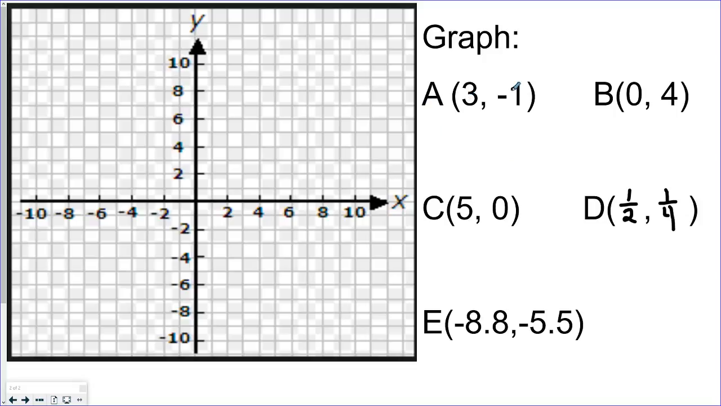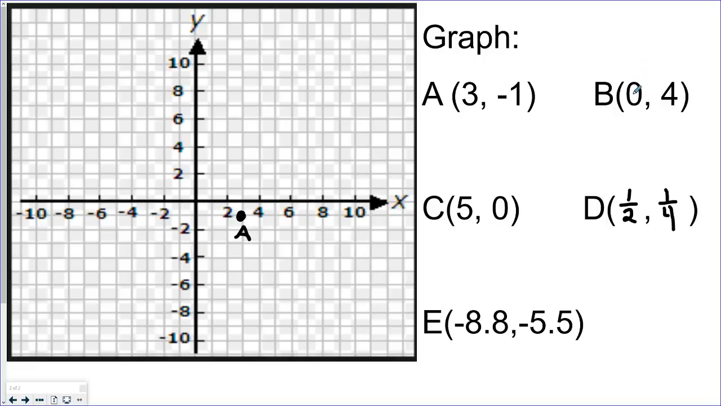So point A is at the point 3, -1. So again, X first, so 1, 2, 3, and then -1 is down 1. So that would be point A. It's in quadrant 4.